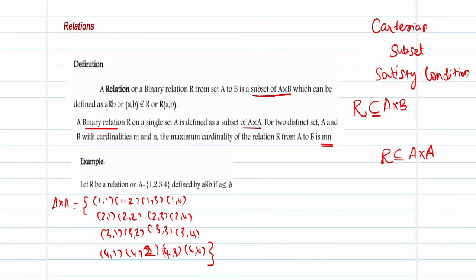How have I defined my relation R? The relation R is defined in such a way that a is less than or equal to b.